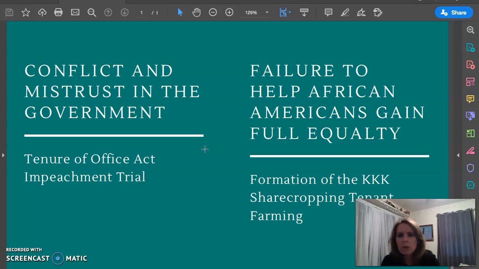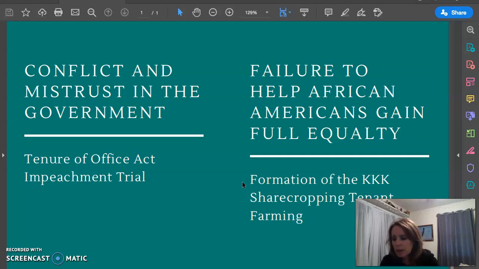The last issue with Reconstruction or effect was the failure to help African Americans gain full equality. We've already talked about what the Civil Rights Act intended to do and what it failed to do. So that was one of the major failures. However, the formation of the KKK was a really big problem for African Americans in the South, because it was a terror organization intended to control the voting of African Americans, to control their movement, to control their attitudes.